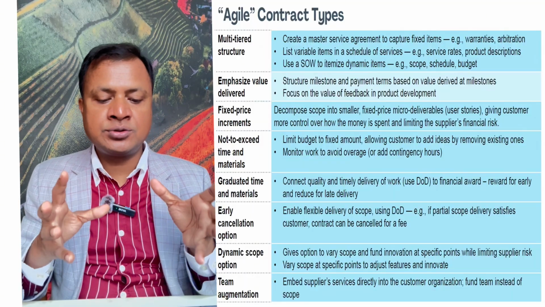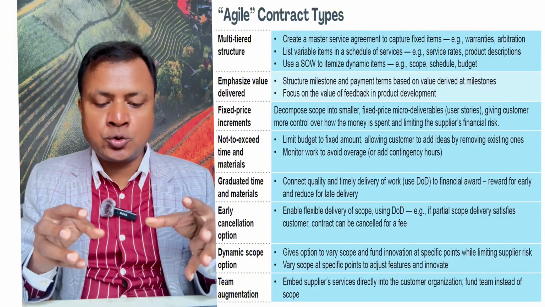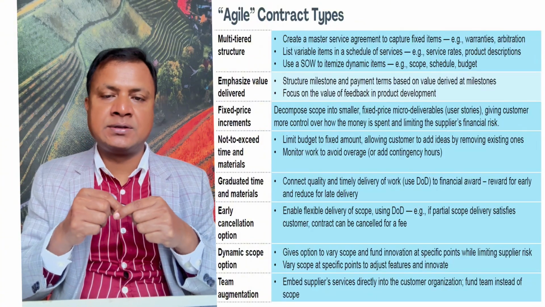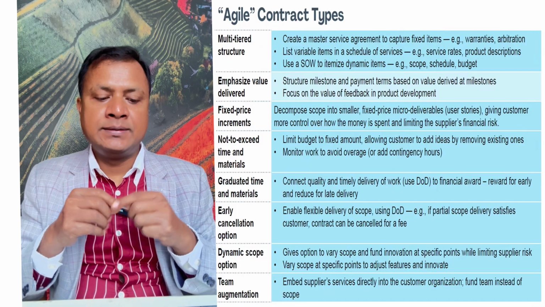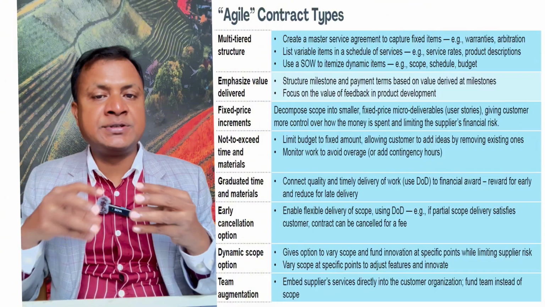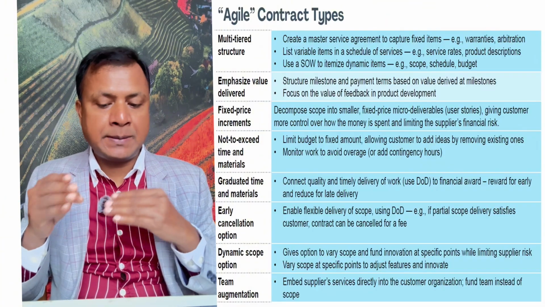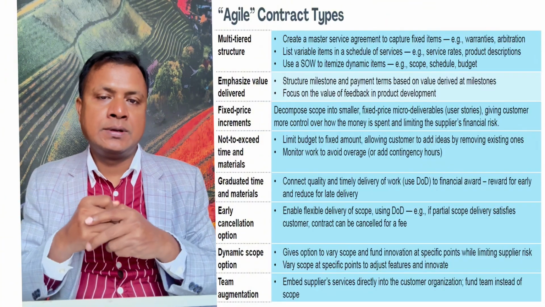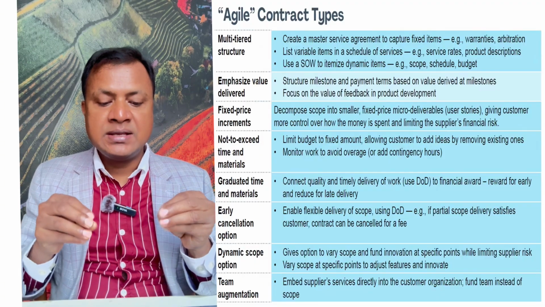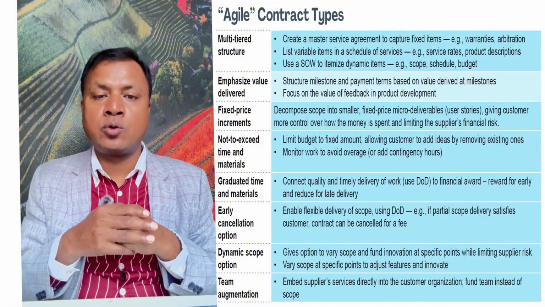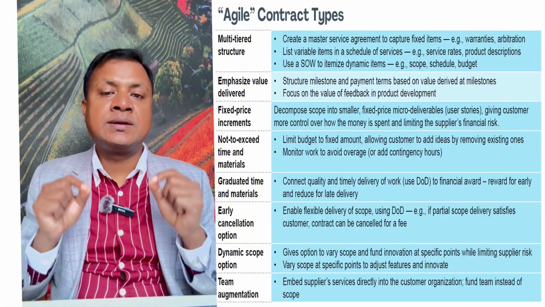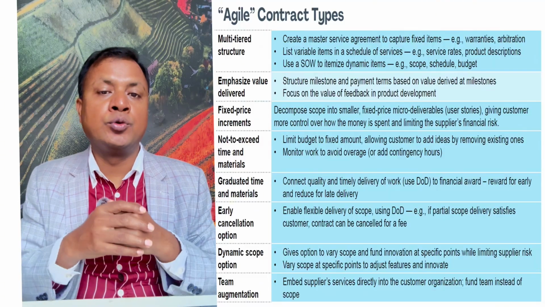And dynamic scope options, in this case, give the option to vary scope and fund innovation at a specific point while limiting supplier risk. So in this case, it's dynamic. In the middle of the work, the scope can be changed, but the supplier's risk also will be limited. And the last one is team augmentation. That means it embeds supplier service directly into the customer organization and funds the team instead of scope. Here, the team is emphasized more than the scope.